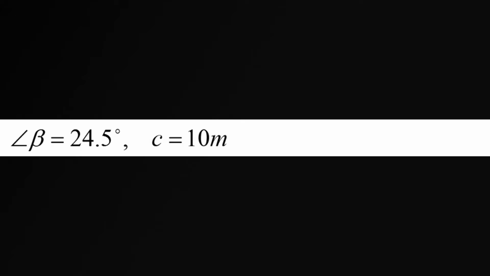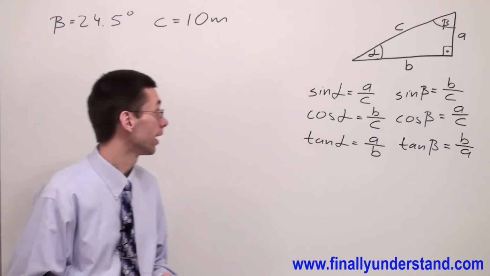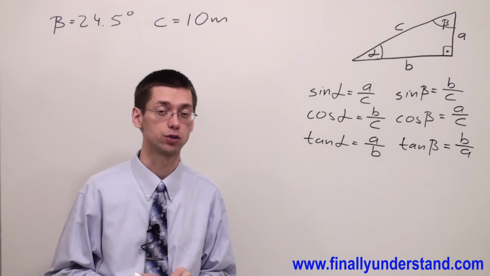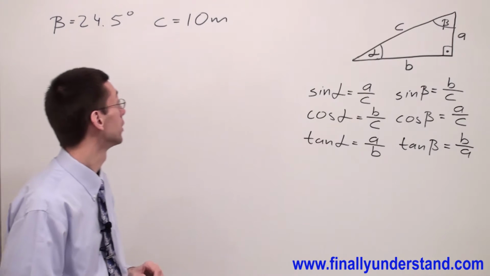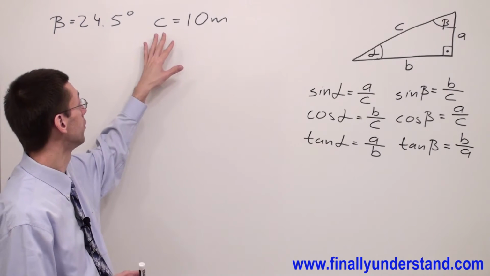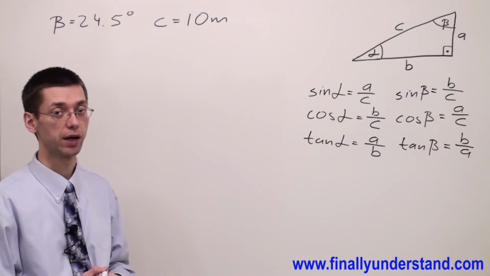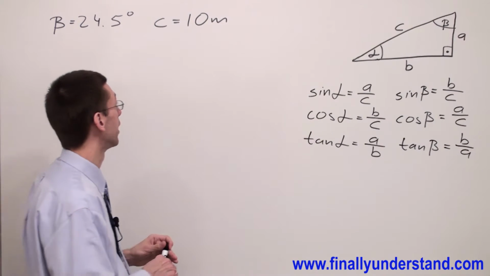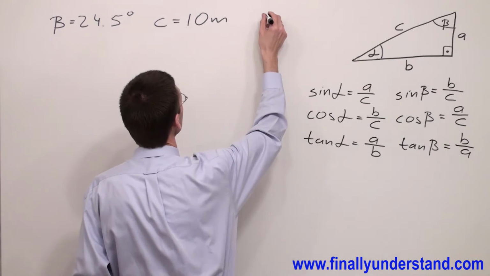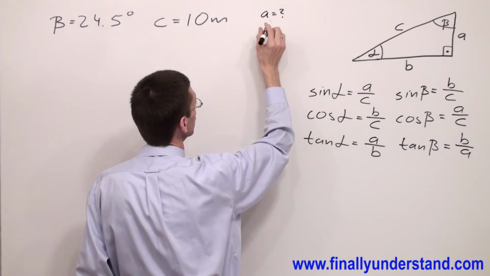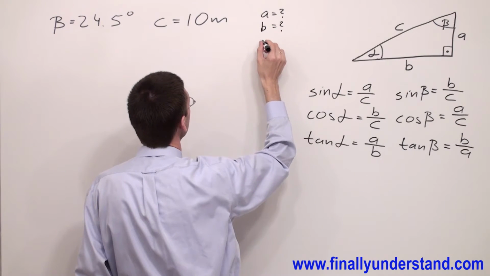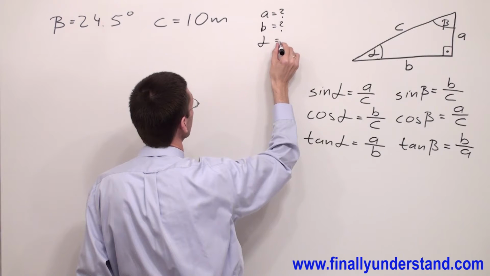Let's take a look at this example. This time, angle beta is given and is expressed in degrees, so make sure that your calculators are switched to degrees. And we have the length of side C, the hypotenuse of the triangle. We're supposed to find the length of side A, the length of side B, and angle alpha.